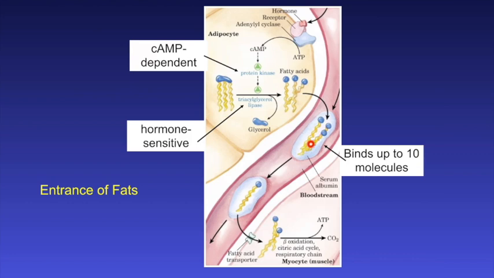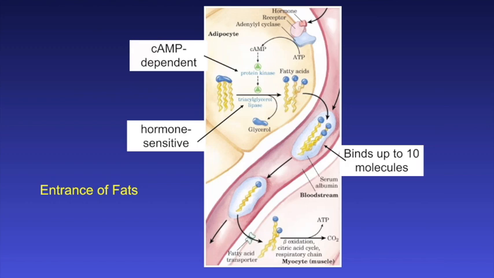They do not like to be transported in the blood, just floating around. So what they have to do is bind to the serum albumin, and that serum albumin has very hydrophobic pockets, and they can bind up to 10 molecules. When they are mobilized in this form, they are carried directly to and interact with the muscle cell, where those fatty acids are transported inside the muscle cell.